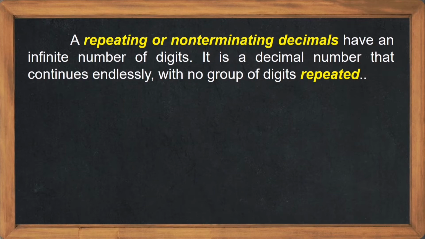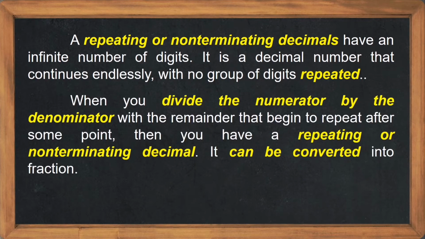A repeating or non-terminating decimal has an infinite number of digits. It is a decimal number that continues endlessly, with a group of digits repeated. When you divide the numerator by the denominator with a remainder that begins to repeat after some point, then you have a repeating or non-terminating decimal. It can be converted into a fraction.